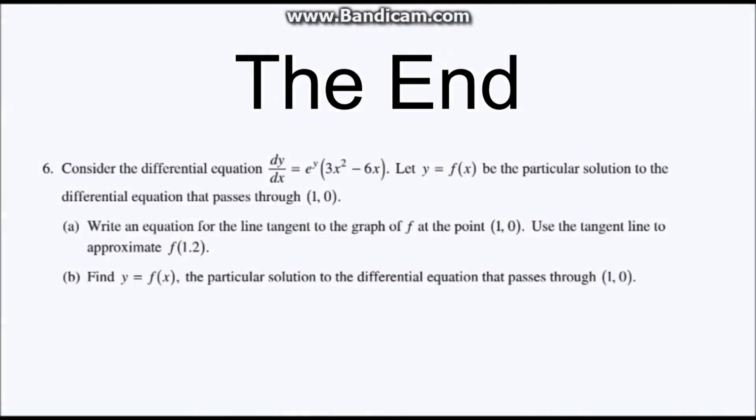And that's how we get the particular solution that passes through (1, 0). Okay, so this is the end of problem number 6, FRQ 2013. Now there are many other ways to solve this problem, but I used this certain method to solve number 6.